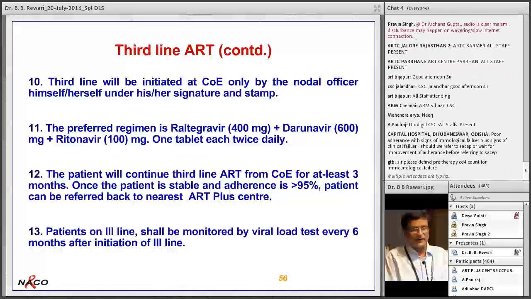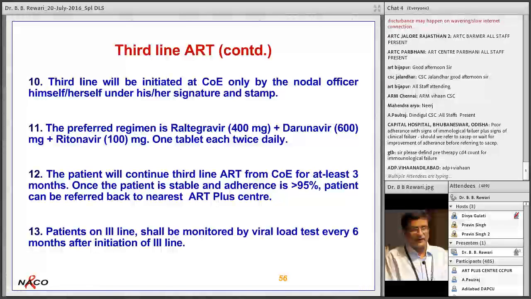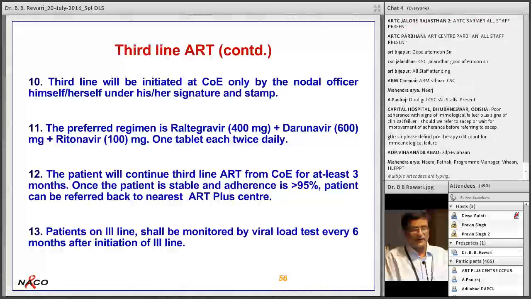Capital Hospital: poor adherence with signs of immunological failure plus signs of clinical failure should be referred to SACEP. If a patient is failing immunologically and is also failing clinically because of poor adherence, there is something wrong with your counselors, something wrong with your doctors, that you have a patient with such poor adherence that he has failed immunologically and gone to clinical failure because of poor adherence. Please focus on the counseling.